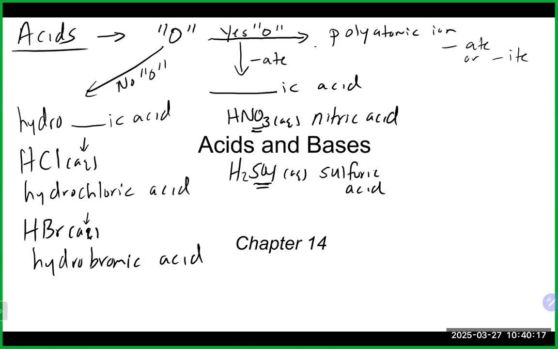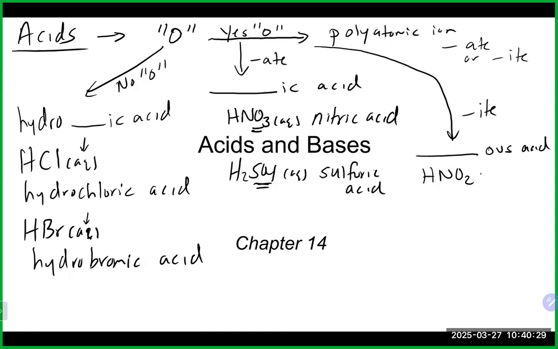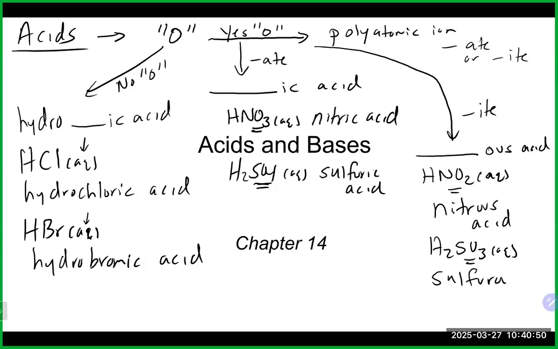And if your polyatomic ion ends in ite, your acid would be something OUS acid. If you had something like HNO2, NO2 minus is nitrite. This would be nitrous acid. If you had H2SO3, SO3 is SO3 2 minus, which is sulfite. That would be something like sulfurous acid.